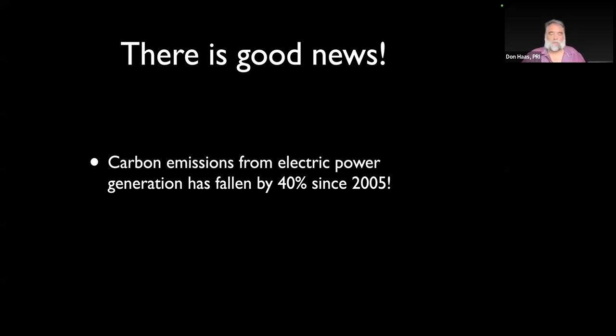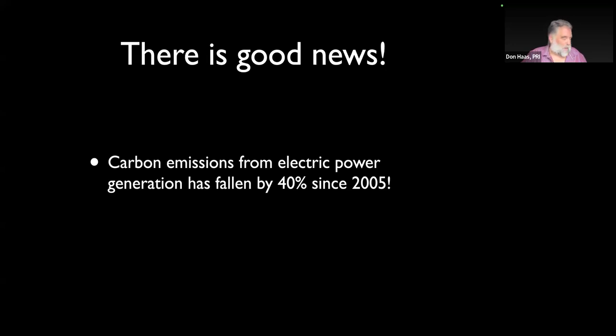Okay, so some good news. Carbon emissions from electric power generation in the United States have fallen 40% since 2005. I find it fascinating that that's true, and I also find it fascinating that almost no one knows that. And I think it's really interesting to think about the reasons why. I think that's partly because good news isn't as engaging as bad news. And of course, it's been a gradual process.